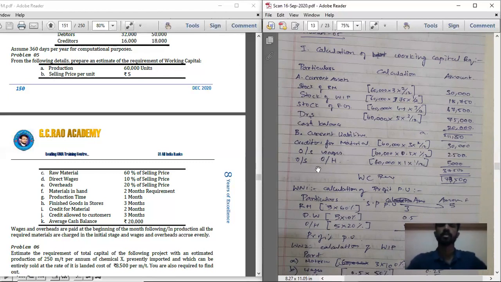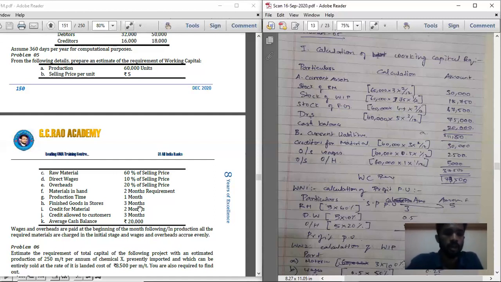And below that, stock of finished goods. In calculation column, put 60,000 into what is the cost of finished goods we found? 4.5. So 60,000 into 4.5 into, see point number H, finished goods in stores is 3 months. So 60,000 into 4.5 into 3 divided by 12, which is 67,500.